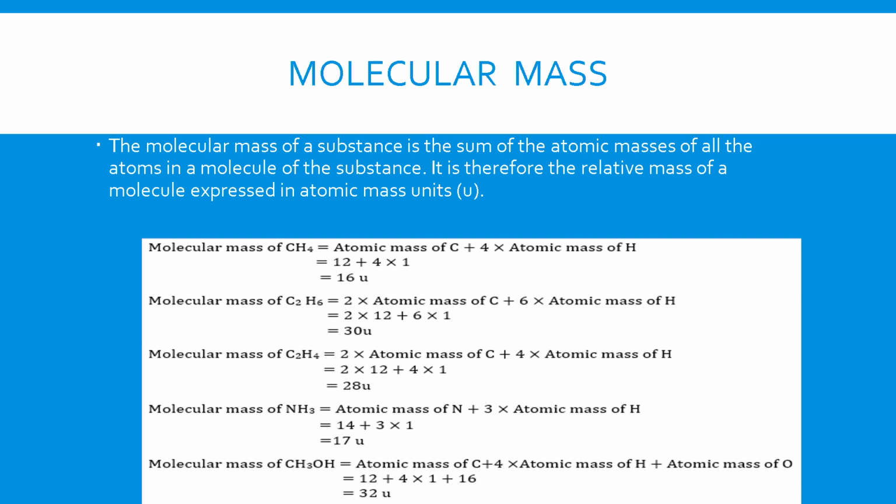Same way, the molecular mass of C2H6. So here 2 carbon and 6 hydrogen. So 2 into atomic mass of carbon plus 6 into atomic mass of hydrogen. So 2 12s are 24 plus 6 1s are 6. 24 plus 6, 30 u.